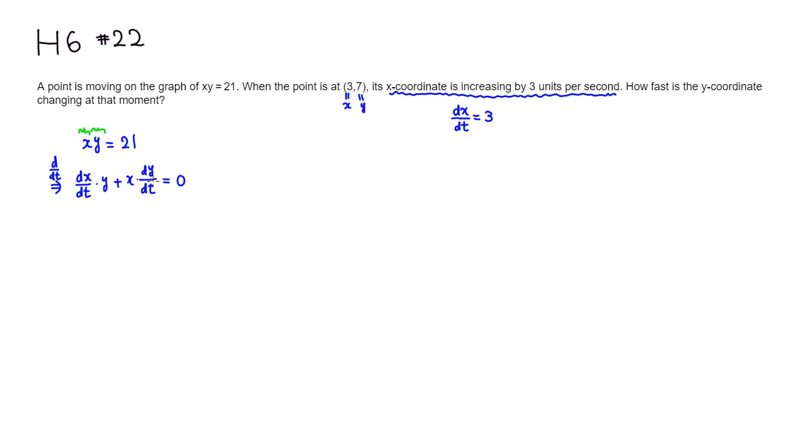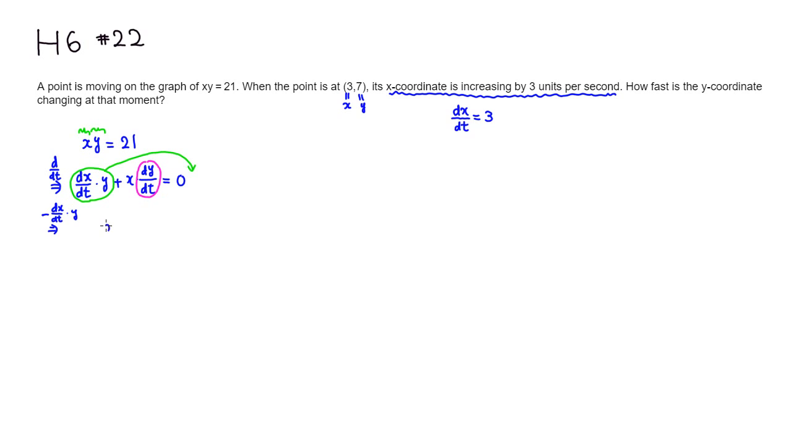So we got that. All right, we're looking for how fast the y coordinate is changing, so we're looking for dy over dt. This is the guy we're looking for. So I'm going to go ahead and isolate that first. I'm going to move this term over to the other side, so I'm going to subtract the dx over dt times y.